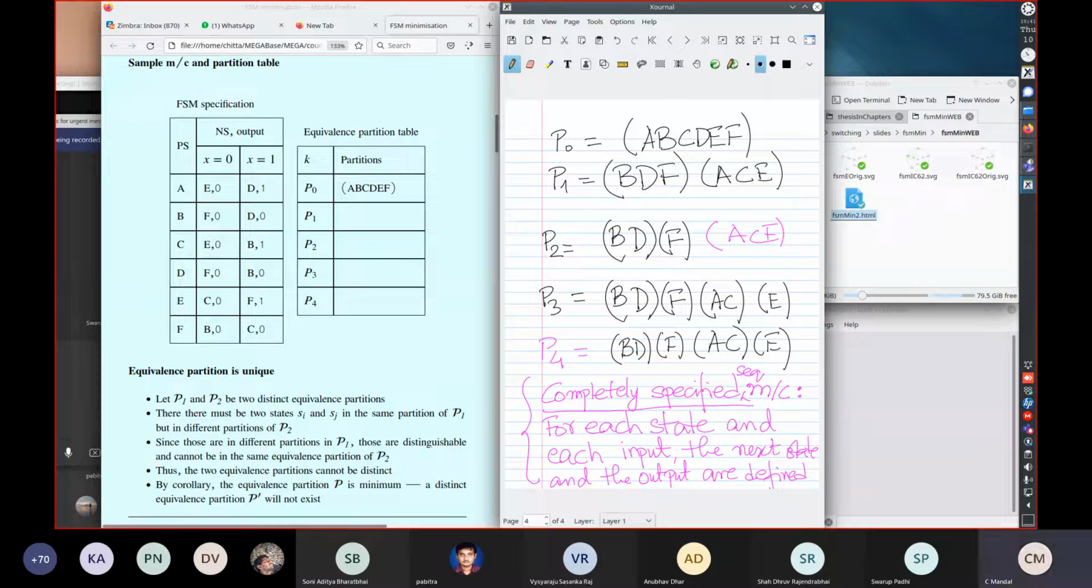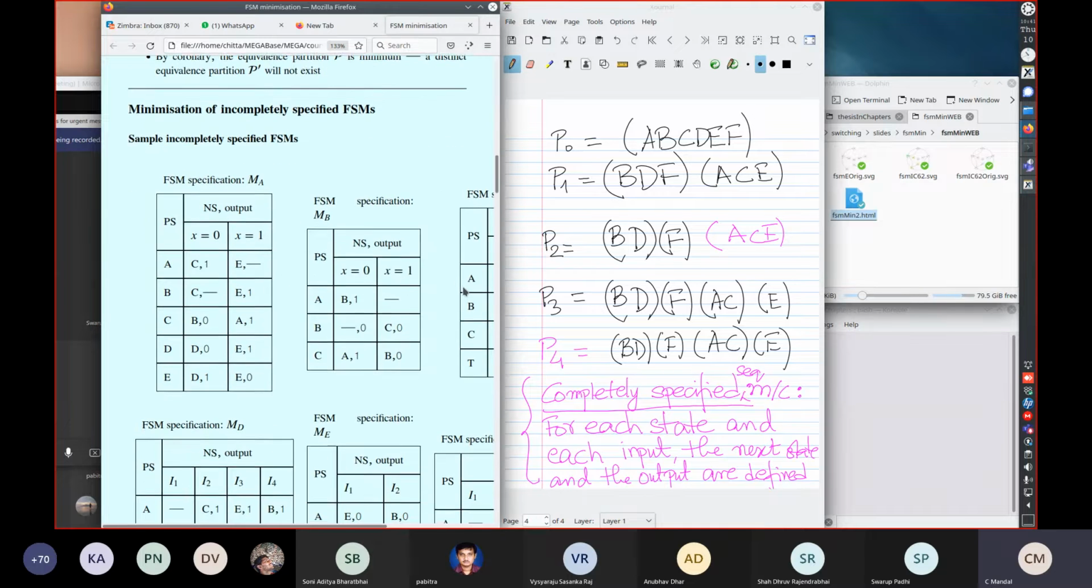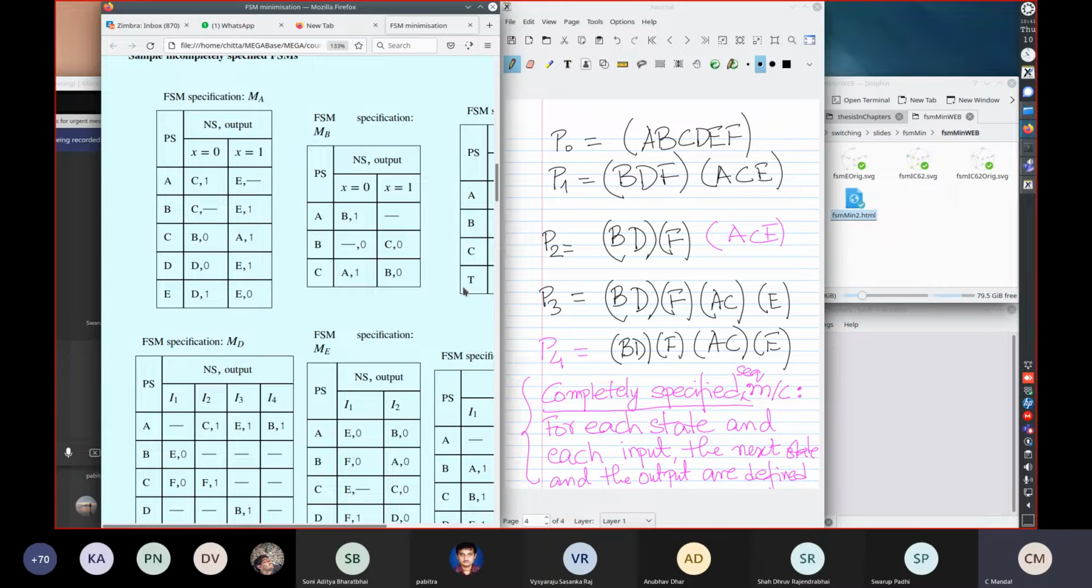So that's a completely specified sequential machine. Now, if the machine is not completely specified, meaning either the next state is not defined or the output is not defined, then it becomes an incompletely specified machine. So machines may be incompletely specified also.